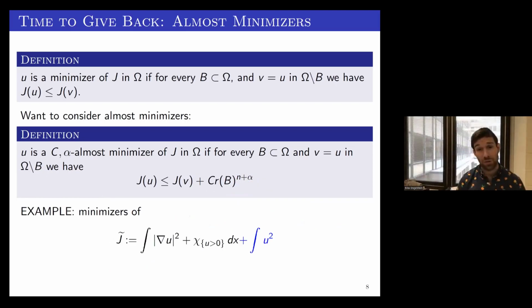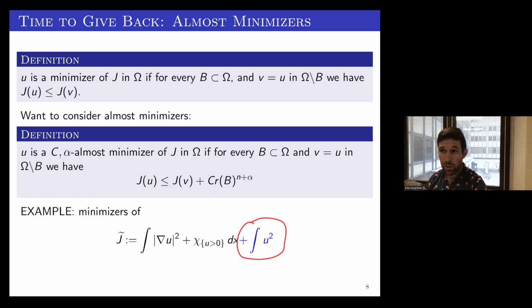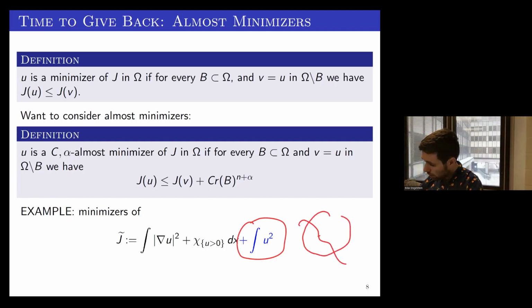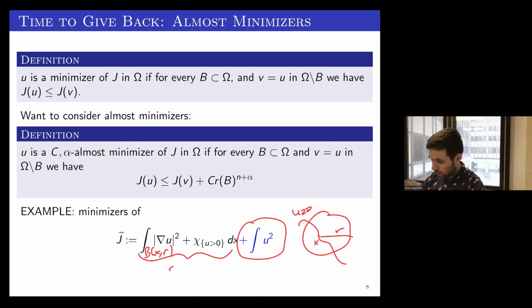So a really natural example of how almost minimizers show up all the time is when you try to minimize an energy where you add terms that are of lower order. So I think I have a little bit of time. Maybe it's worthwhile for me to do this computation for you. So something you can note is, let's say you take a ball centered at a point where u equals 0 and of radius r. This term inside of the ball of radius r is going to be approximately of size r to the n.